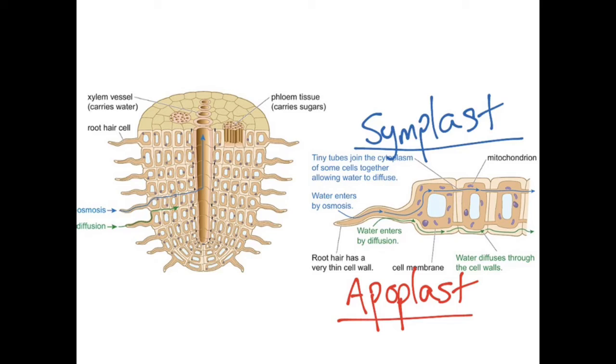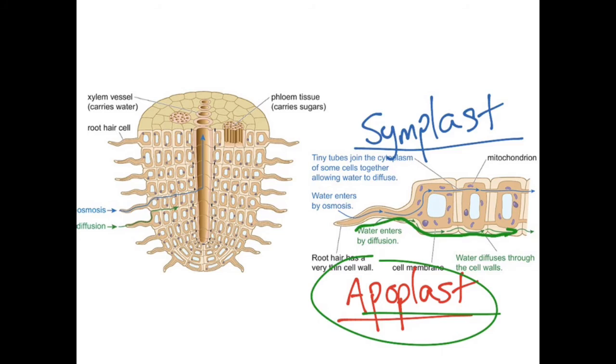This came directly down from A-level. So the green stuff here, you don't have to use this word apoplast, but what we do need to remember is that water can move through the cell wall, and that's all you need to say. So water can diffuse through the cell walls, and then when it gets to where a cell hasn't got as much water, it can then move through osmosis across the semi-permeable cell membrane.